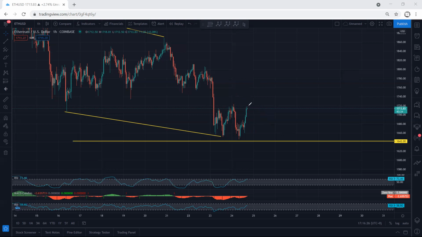As I mentioned, the Bitcoin is moving. Maybe this one can continue from here as well. Anyway, we just follow the chart.